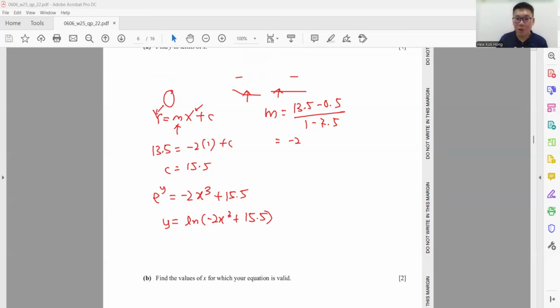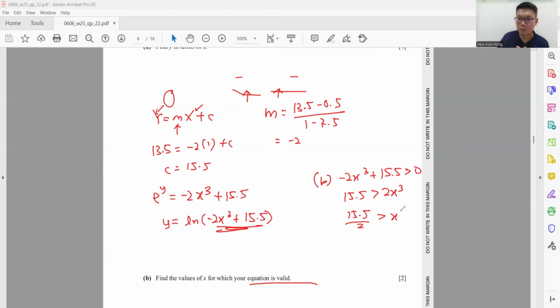Part B, they say, find the values of x for which your equation is valid. For a log to be valid, the bracket here must be more than 0. So this is the values of x for which your equation is valid. Of course, you can divide 15.5 by 2 and get the value.